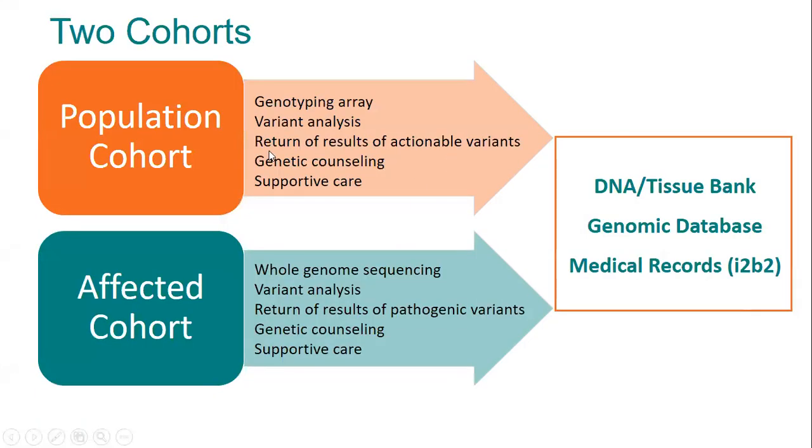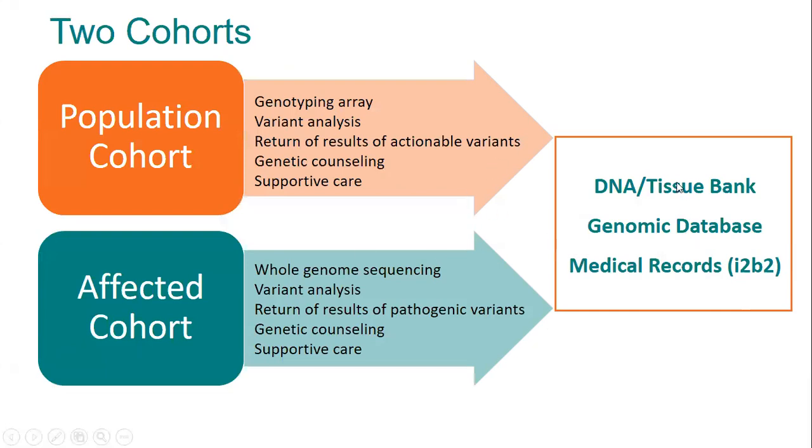We recruit 2 cohorts. The population cohort are just adult volunteers not selected for any particular phenotype. The affected cohort are people with phenotypes. The former have genotyping using a microarray. For under $100, we can genotype about 700,000 single nucleotide variants. The affected cohort get whole genome sequencing. Many of these are the patients we see in the Undiagnosed Diseases program.